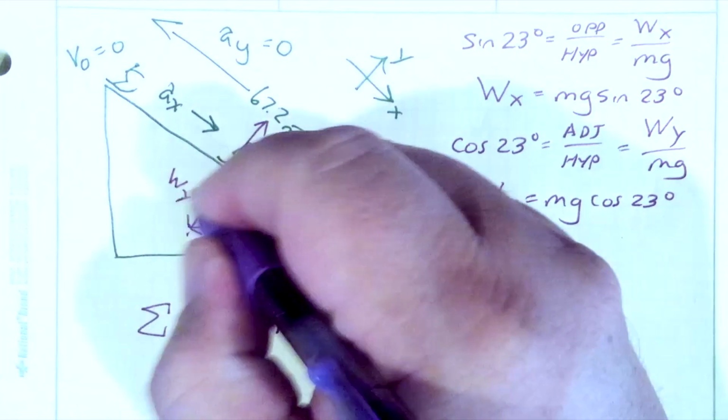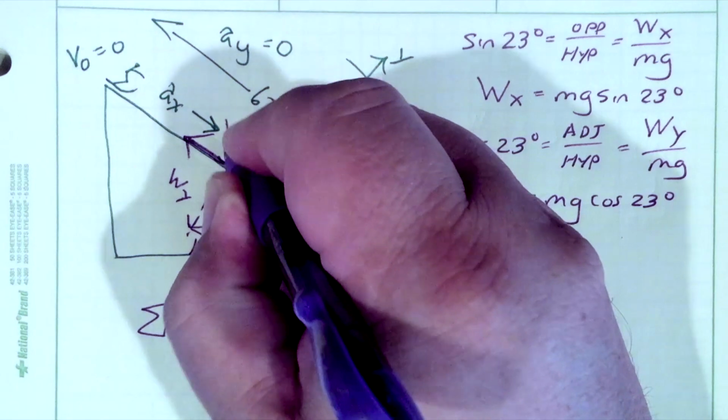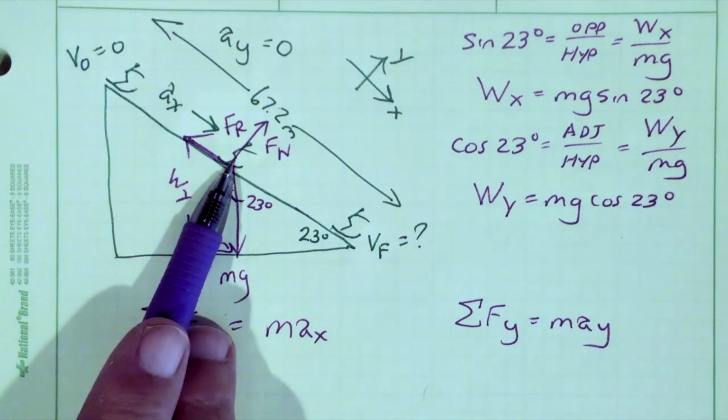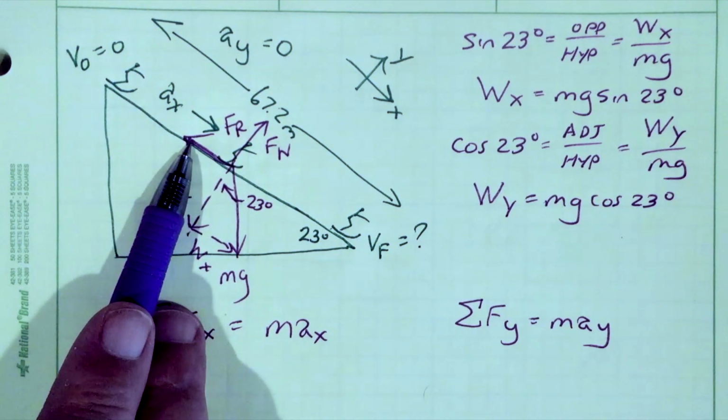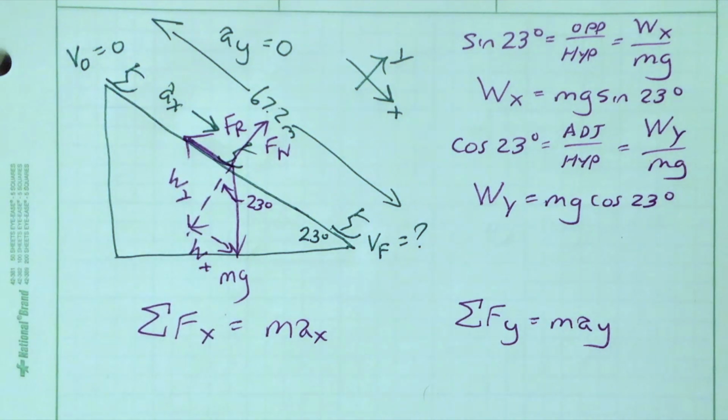The exception here is that we now include a friction force. And notice how that friction force is up the slope because the acceleration is going to be down the slope. The friction force always opposes motion. So it is going to be up the slope if the acceleration is going to be down the slope. So that's one change that we make in our diagram. We now include the friction force.